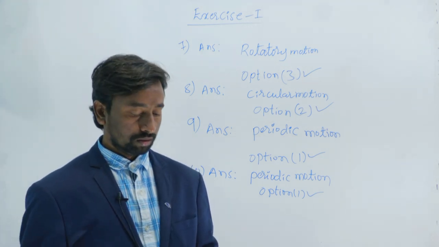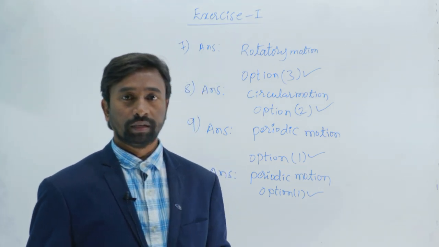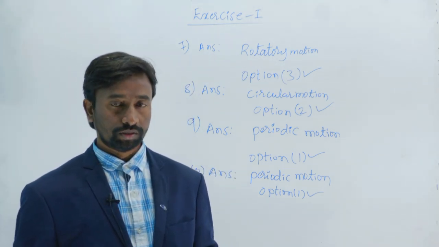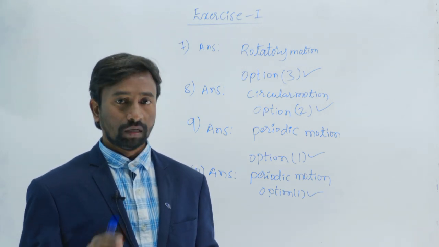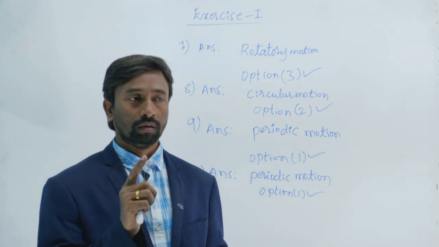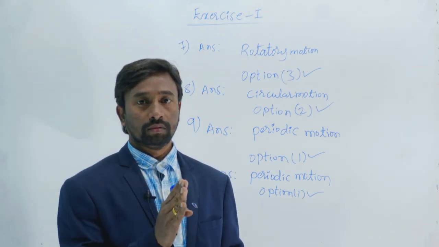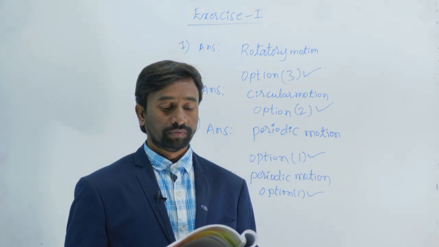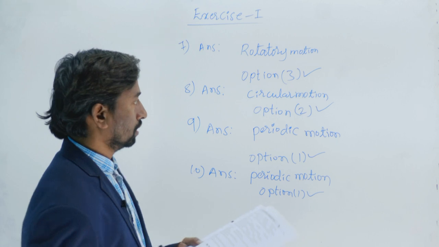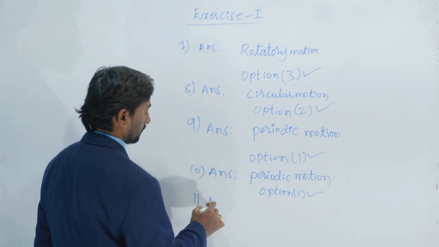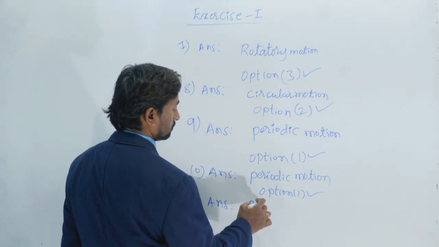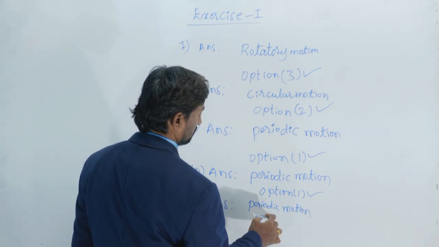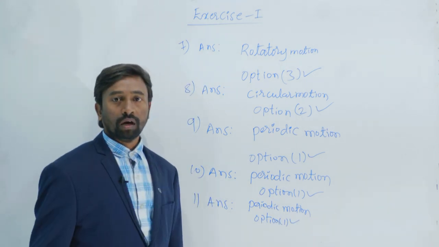When the minute hand completes one rotation, that is 60 minutes, meaning 1 hour. Then the hour hand moves from one digit to the next. So for the 11th one, the movement of the hands of a clock is an example of periodic motion. It repeats its motion at regular intervals of time. So option 1 is the correct answer.